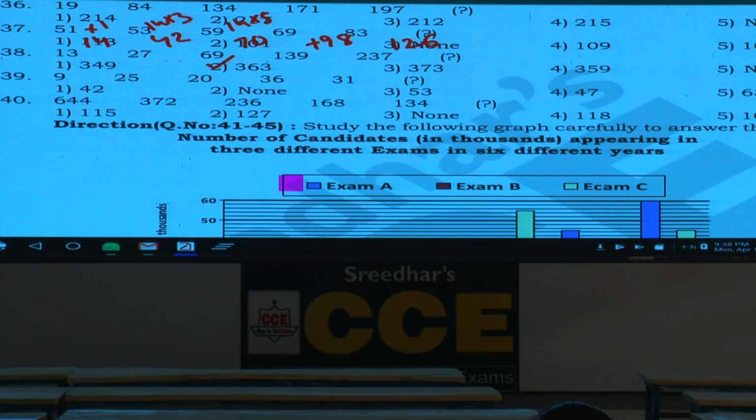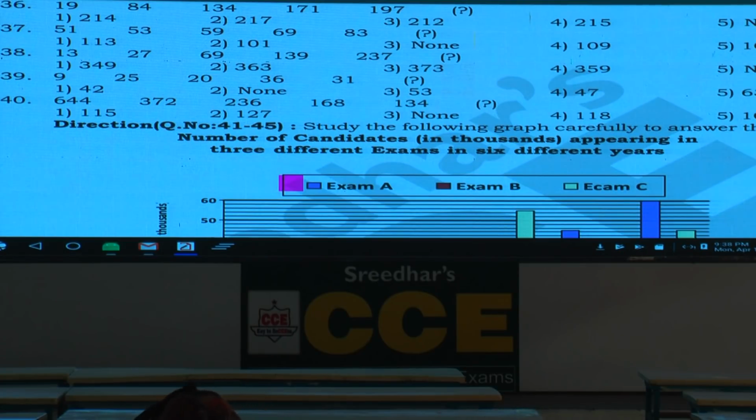Then next one. As question number 39, 9, 25, 20, 36, 31. Any answer to this? Now if you observe here, earlier we have discussed these types of questions a number of times. 9 to 25 number increased, again decreased to 20, again increased to 36, again decreased to 31. That means the numbers are increasing and decreasing. Whenever the numbers are increasing and decreasing, we should always go for alternate, isn't it?